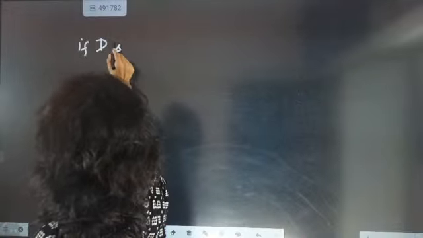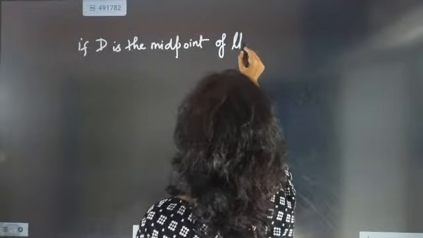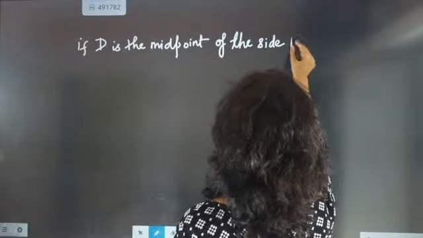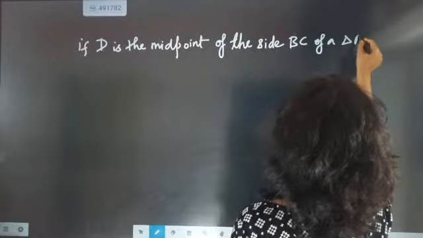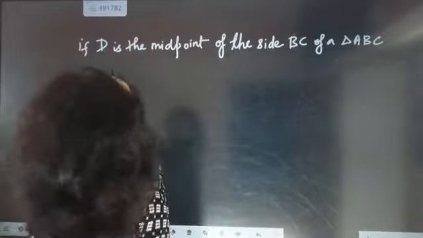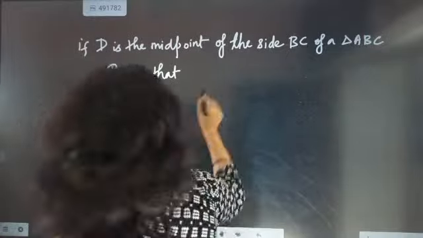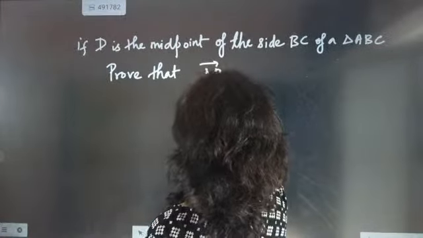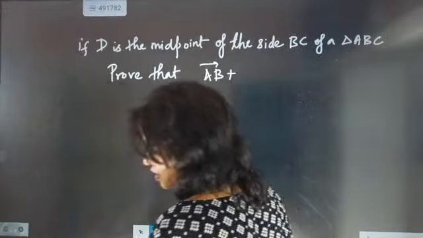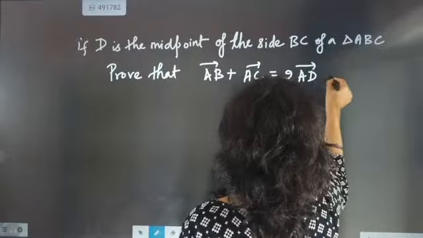If D is the midpoint of the side BC of a triangle ABC, prove that AB vector plus AC vector will be equal to twice of AD vector.